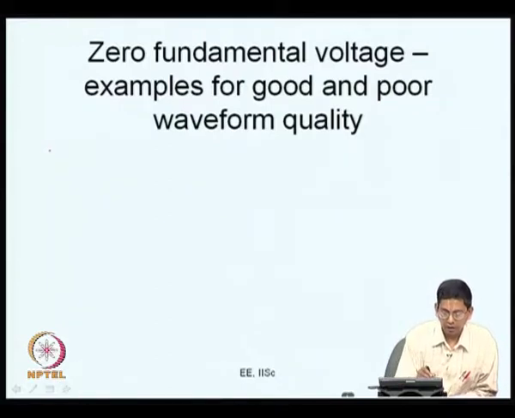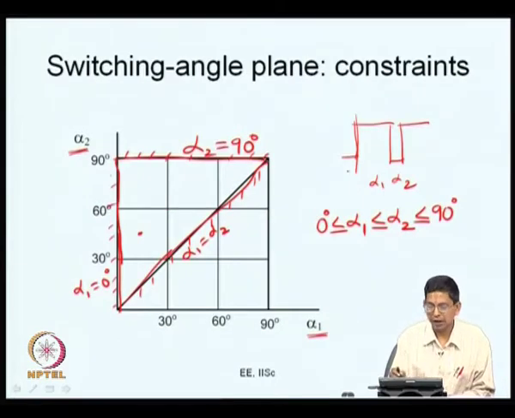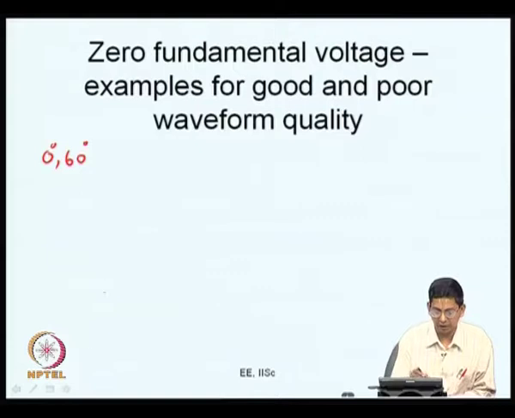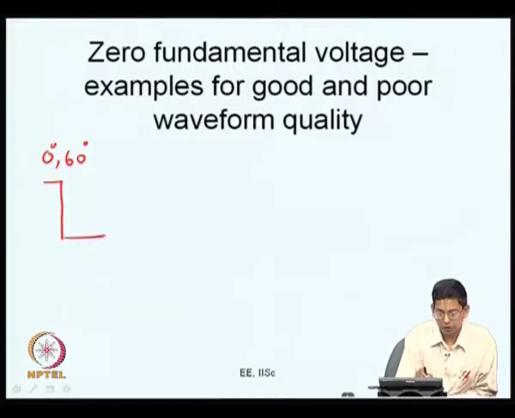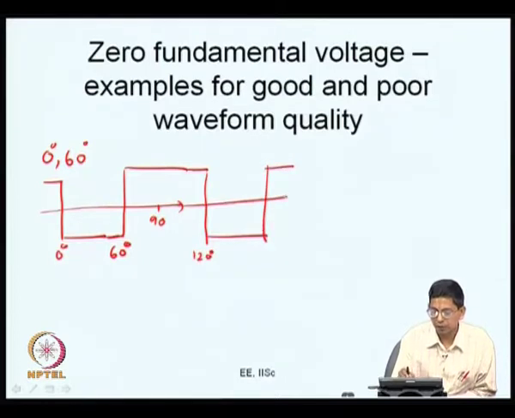Now, if you take 0 comma 60 degree, what happens is there is actually a switching at 0 and at alpha 1. Now, alpha 1 becomes 0. So, between alpha 1 and alpha 2 the waveform is going to be negative. So, what you get here is the waveform is going to look like this. This is 0 and this is alpha 1, and this is alpha 2 which is equal to 60 degrees. If you draw this beyond this, at 120 degrees it goes low, at 180 degrees it goes high. This is the nature of the waveform you have.